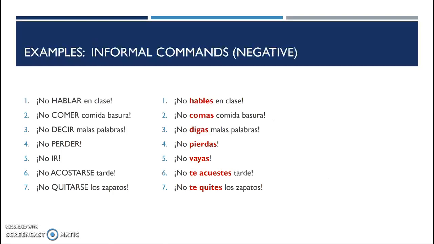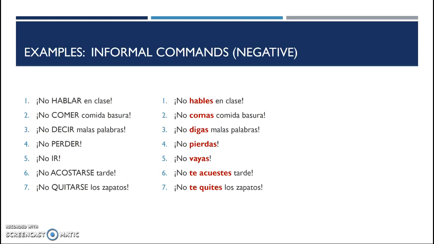Let's look at some examples. No hablar en clase. Hablar goes to hablo, drops the O, hables. No hables en clase. No comer comida basura. Comer goes to como, drops the O, no comas comida basura. Decir is a yo-go verb, so that yo form, we catch it, digo. Then we drop the O and flip the endings, so no decir malas palabras becomes no digas malas palabras.